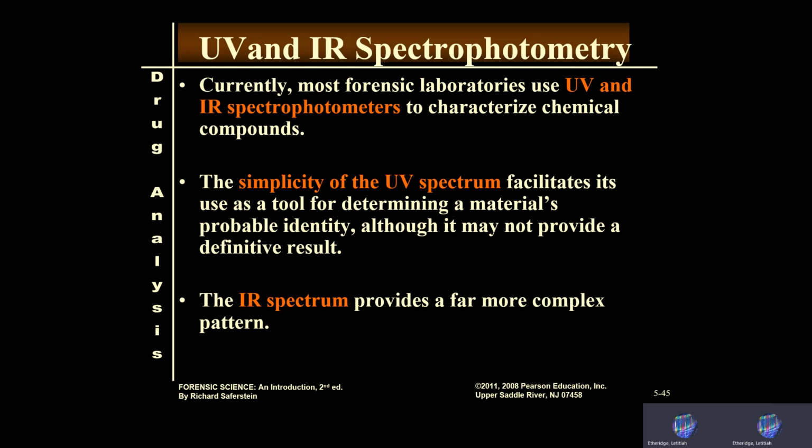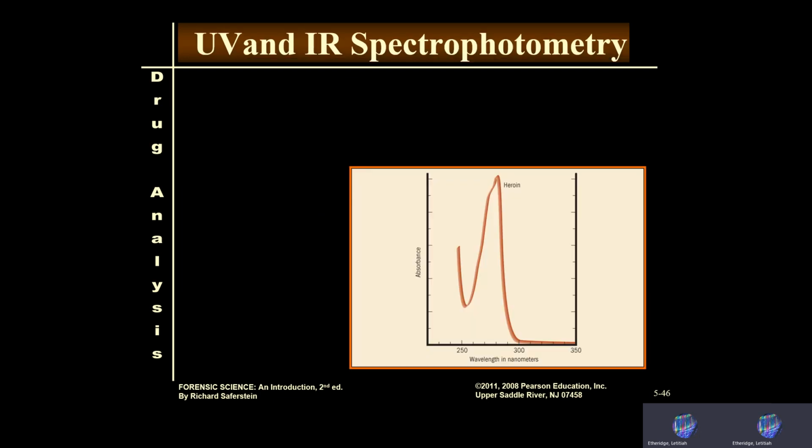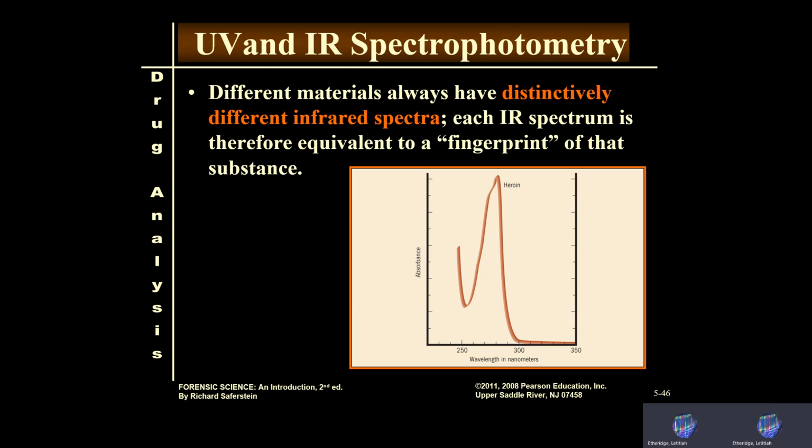The IR spectrum is more complicated than the UV spectrum, and therefore is more likely to provide a definitive result. Okay, so let's talk about this UV and IR. Different materials are going to have distinctly different IR spectra. Each IR spectrum is equivalent to what we would consider a fingerprint of that substance or that drug. Okay, there is only one chemical that's going to have that particular IR fingerprint, and that's how you're going to be able to identify it.